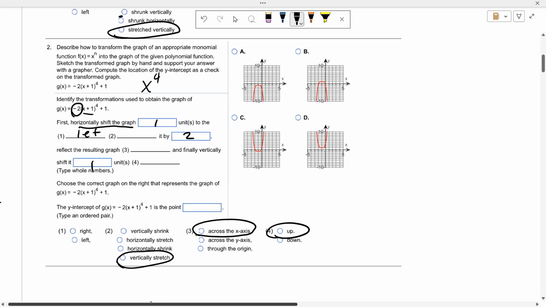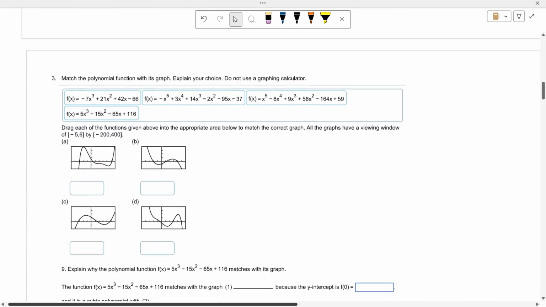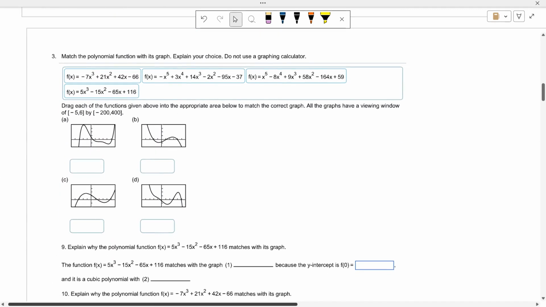Okay. So what's the y-intercept? Well, again, you put a 0 in, you get 1. 1 to the fourth power is 1, times negative 2 is negative 2, plus 1 is negative 1. So the ordered pair is (0, -1). So you have something like that. Then you'll have to match graphs.